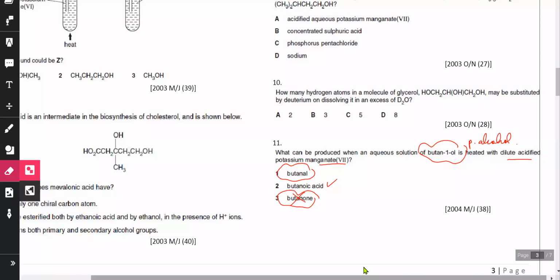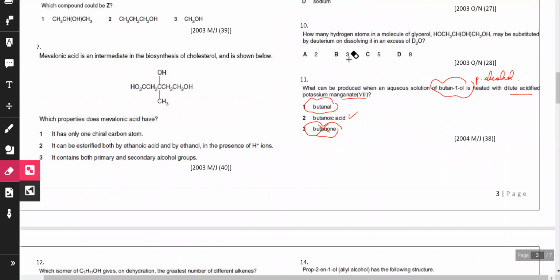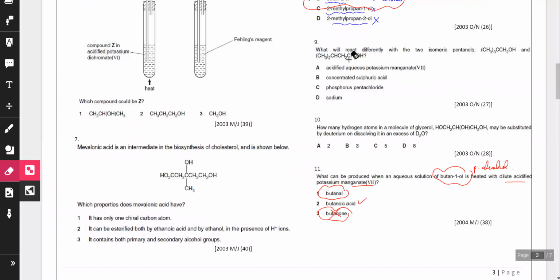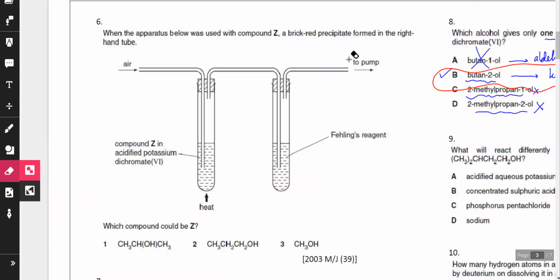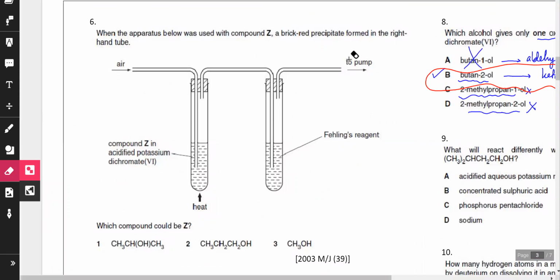We're going to try and solve some more questions. And let's talk about solving all questions related to alcohols. So, for example, this one. The question is: there's an apparatus below, and it was used with compound Z. A brick red precipitate formed in the right hand tube.